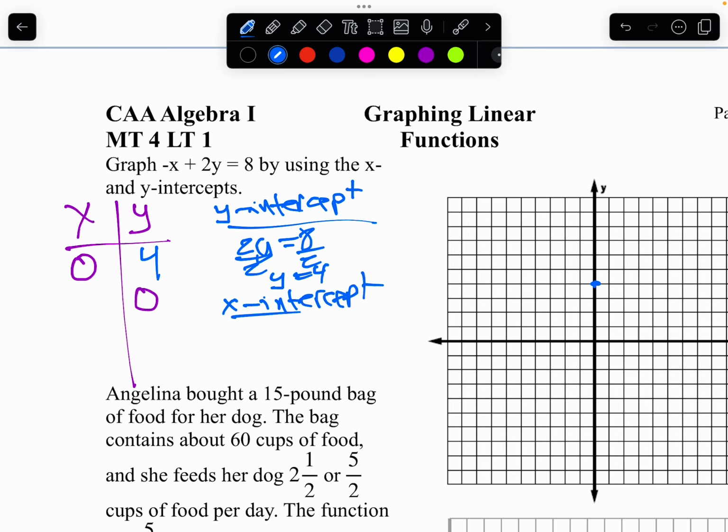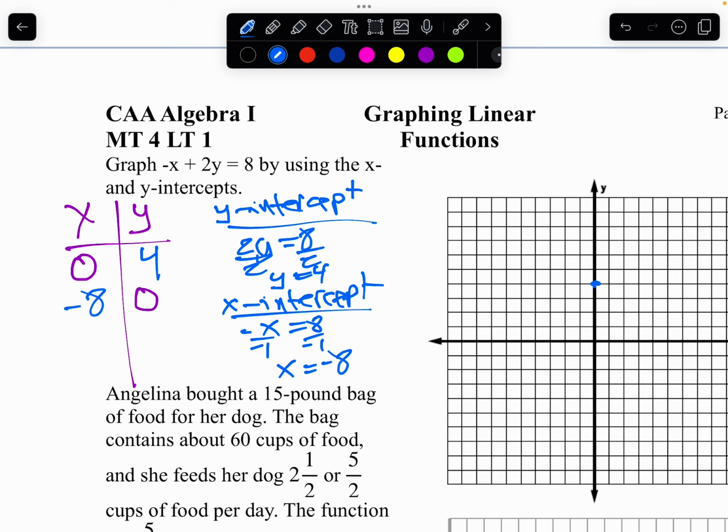Now I'll turn around and I'll do my x-intercept. And once again, nice things happen because y is 0. I don't have that term anymore. So I just have negative x equals 8. Whoops, need my pen there. I was wondering why it was so thick. Negative x equals 8. I want x by itself, so I divide by negative 1. So x equals negative 8.